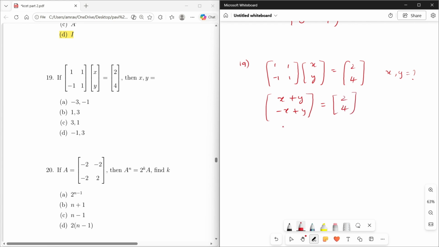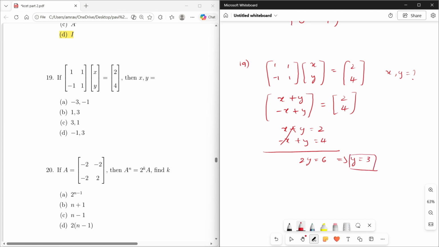So now equating the corresponding elements, you get x plus y is equal to 2 and minus x plus y is equal to 4. Adding these two equations, you get 2y is equal to 6. This implies y is equal to 3. So you got the value of y as 3.